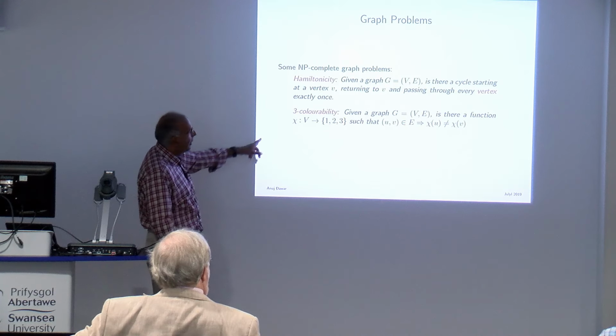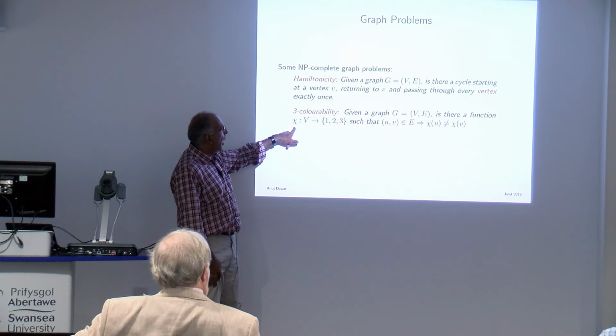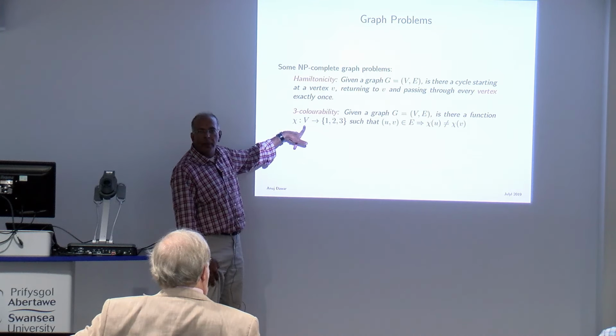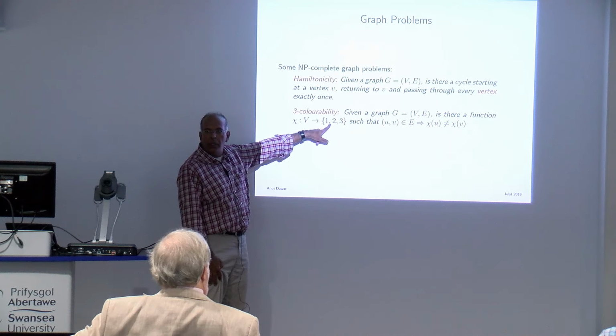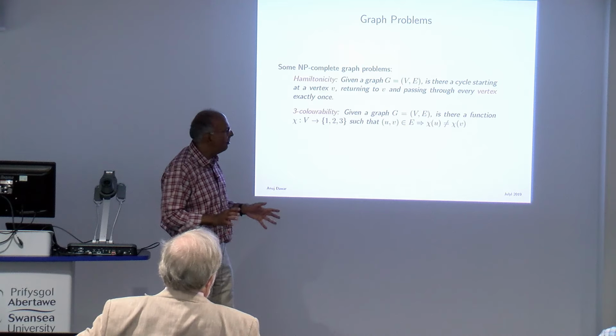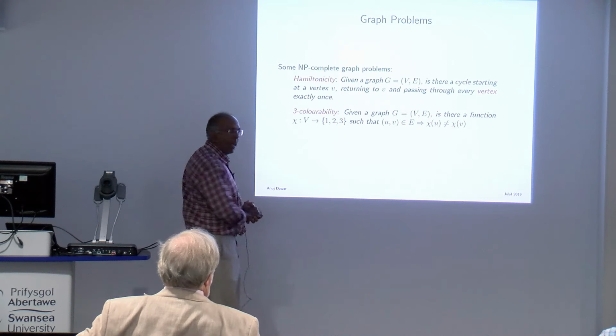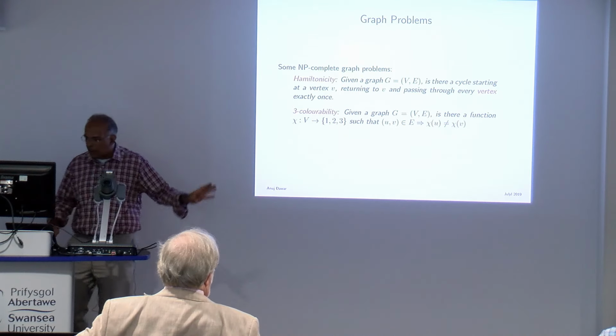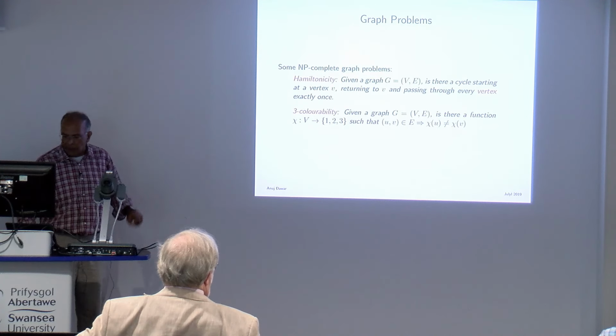3-colorability. I give you a graph. Is there a way of coloring the vertices with 3 colors so that the 2 endpoints of every edge are differently colored? This is an NP complete graph problem. So decision problems on graphs are useful things to study.